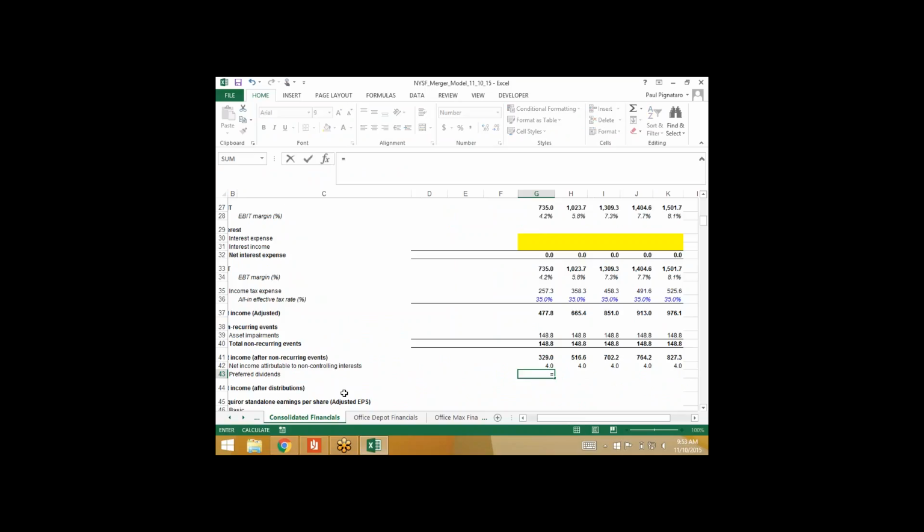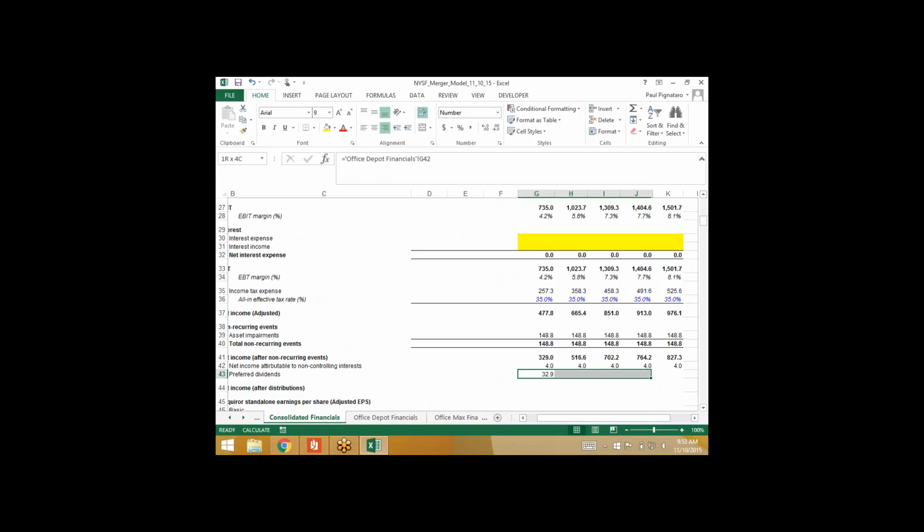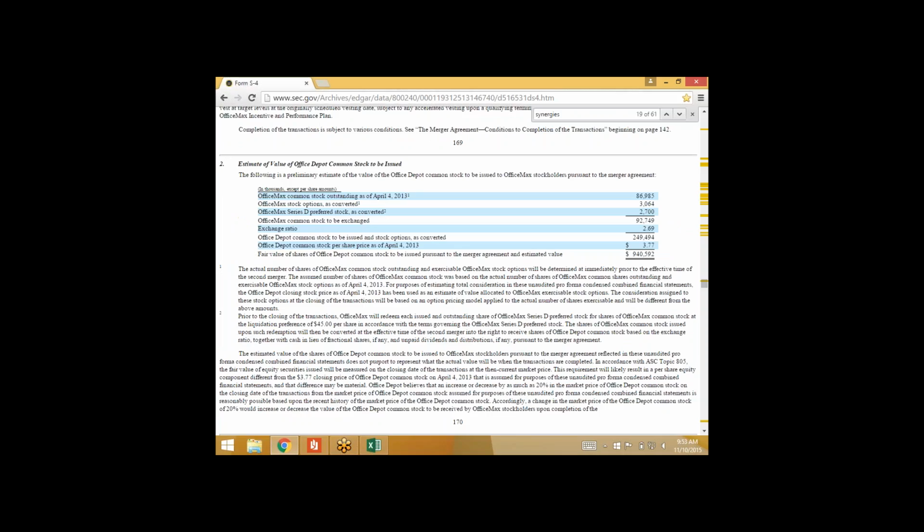Consolidated financials, pull in from Office Depot only, already projected. And we have net income after distributions. I'm sorry, Paul, what was the key word that made you know we weren't pulling in the target's for preferred? The line item here that said that they converted the preferred stock into common stock.